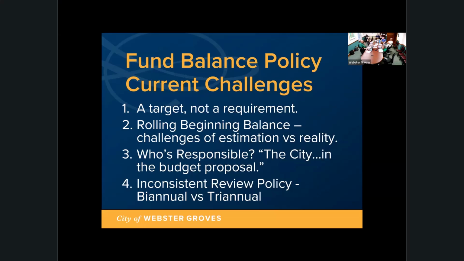Of course, this policy says we're supposed to review it every 2 years, which we do through the budget process. We all know this. We look at this number, but the policy itself is every 2 years. But we review everything else within a 3-year rolling cycle for these reviews. So, those are the problems with our current policy that we talked about last time.